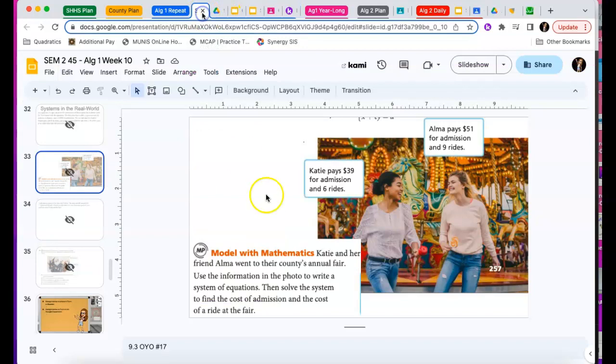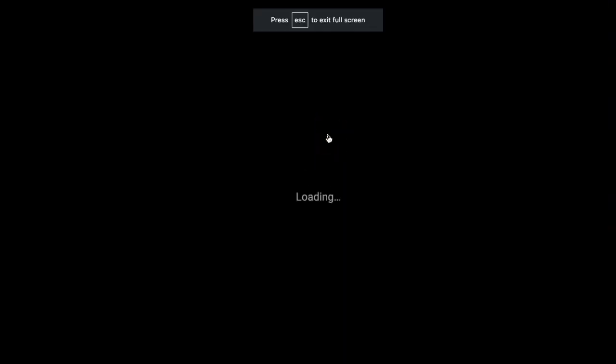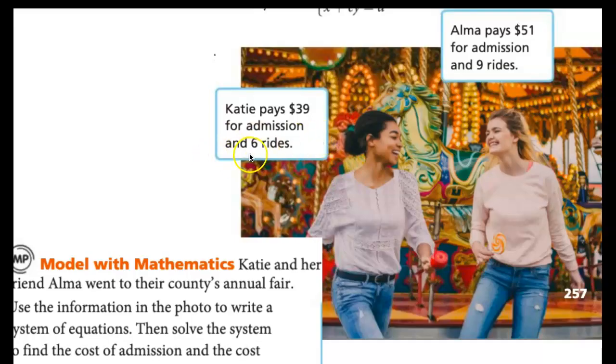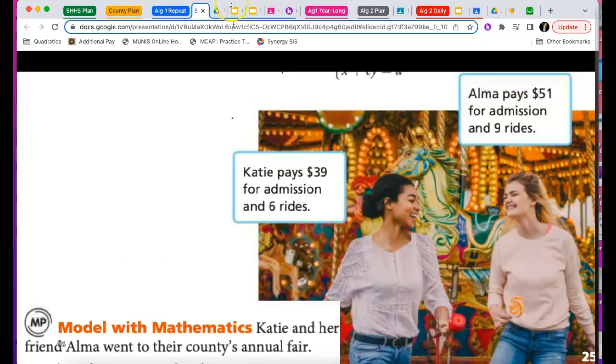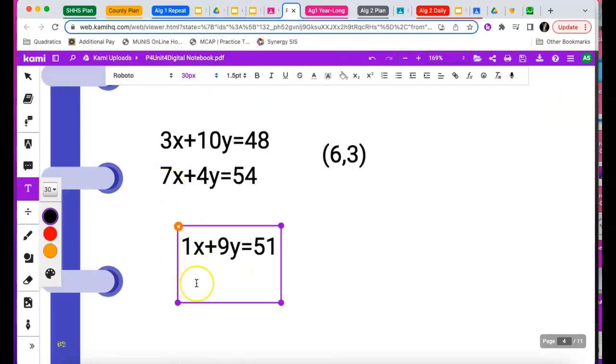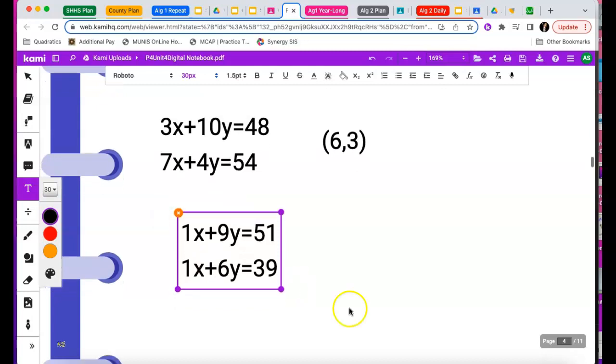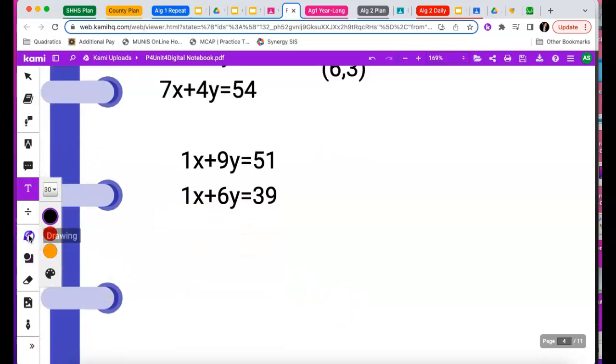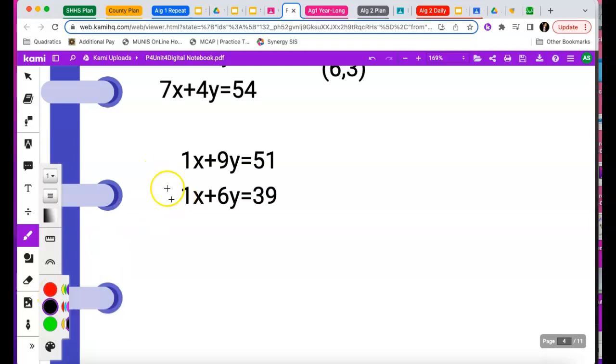Okay, so then the second one is Katie pays $39 for admission and 6 rides. So Katie pays for her own admission. She only pays for one person. She pays for 6 rides, and her total is $39. So it's going to be 1x plus 6y is equal to 39. Already the same, we don't have to multiply by anything. We're going to go straight to subtracting our equations.